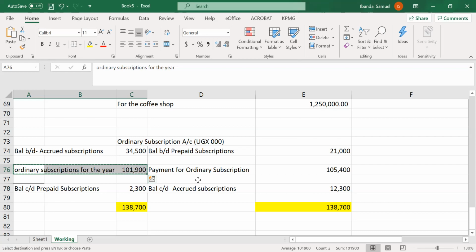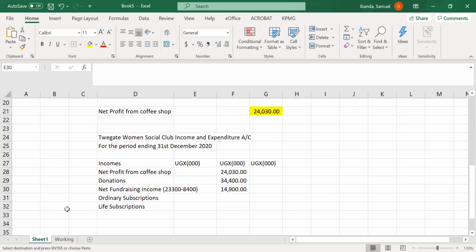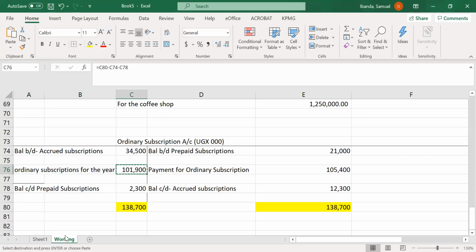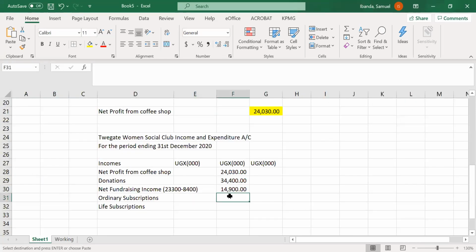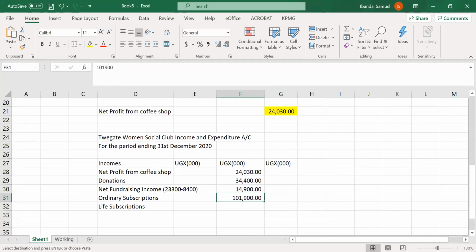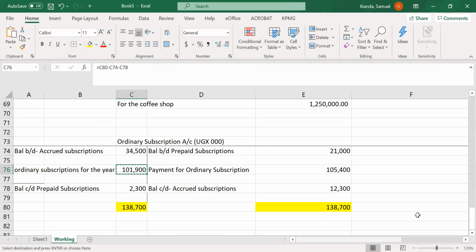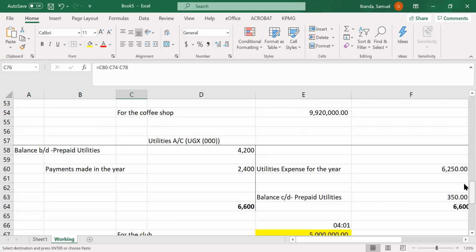So this is very important because the examiner sometimes wants you to do this very often. So when I come here, under my incomes, ordinary subscription is actually 101,900. So I'll just come and record it here. These ones don't need to be distributed because here we're talking about the club alone. So 101,900 is for the club, as you can see, coming from our workings.